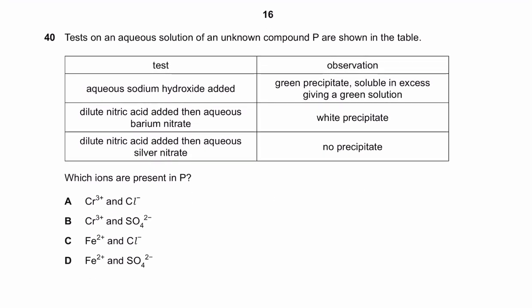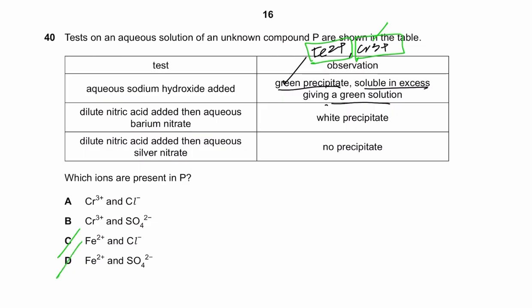Tests on an aqueous solution of an unknown compound P are shown in the table. Aqueous sodium hydroxide is added. It gives you a green precipitate. It could be Fe2+ or Cr3+, but it says it's soluble in excess, giving a green solution. We know that iron 2+ is insoluble in excess, so therefore Cr3+ should be your ion, right? So between A, B, C, D, C and D are automatically wrong.